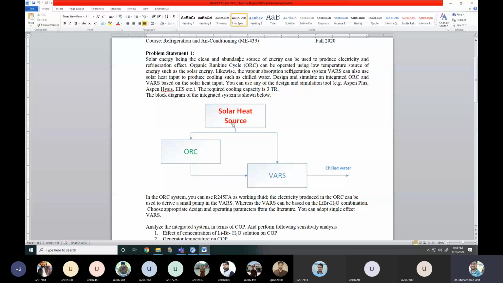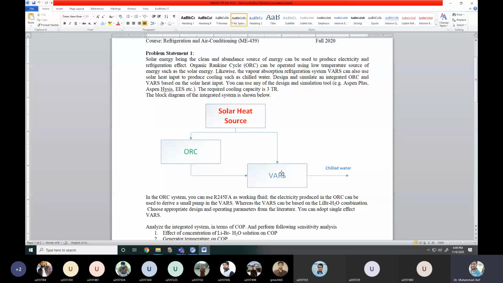So the solar energy will produce some steam, so that steam will be used in the organic Rankine cycle as well as in the generator, because in the generator we also need to separate the refrigerant and the absorbent, right? So the heat source is solar energy. Solar energy heat will be used to drive the organic Rankine cycle that I showed you in today's class. So the electricity produced will be used to drive the pump, and the heat from the solar energy will be used to drive the steam generator.